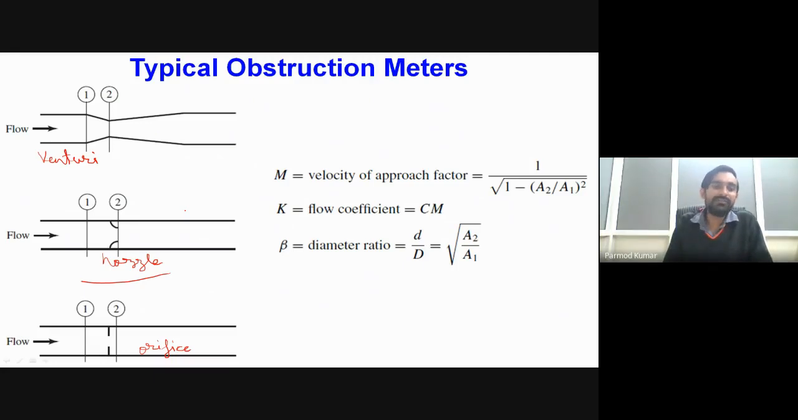Okay, so generally we try to measure the differential pressure. One pressure tapping we take in the upstream of the obstruction and one in the throat section of the venturi. Similarly, we have one pressure tapping at the outlet of the nozzle and one in the upstream section.